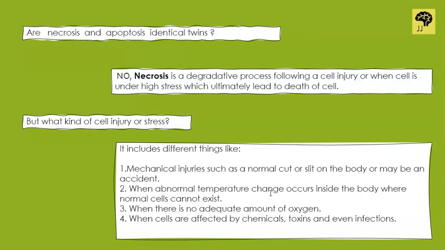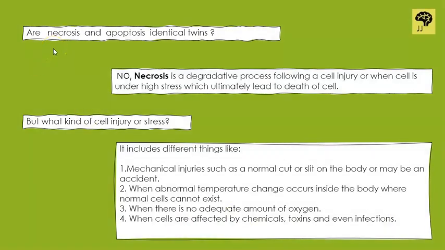Okay, and when there is no adequate amount of oxygen, it is also a form of stress. When there is no oxygen, the cells' working is literally blocked, and that's how necrosis occurs. And the last point is when cells are affected by chemicals or toxins and even infections. You might have experienced this: when chemicals fall on our skin, we can see there is redness and inflammation caused on our skin, and that is caused by necrosis.